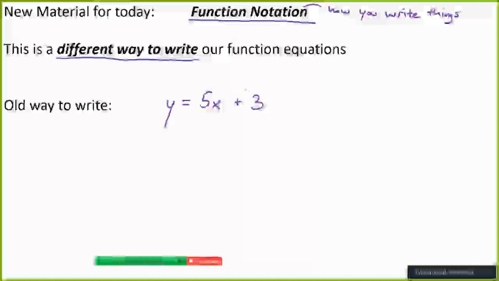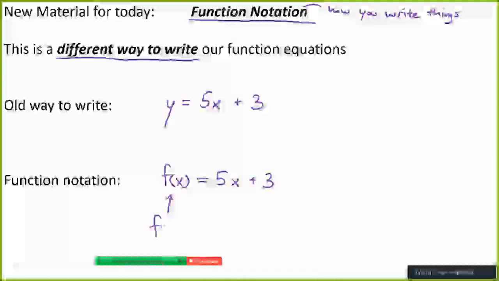With function notation, the new way, we write it like this. f of x is equal to 5x plus 3. Notice all that's changed is instead of writing it as y, it's written as f parentheses x. And how we read it in math classes and math world is "f of x."